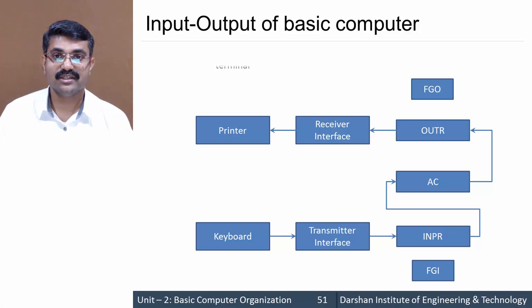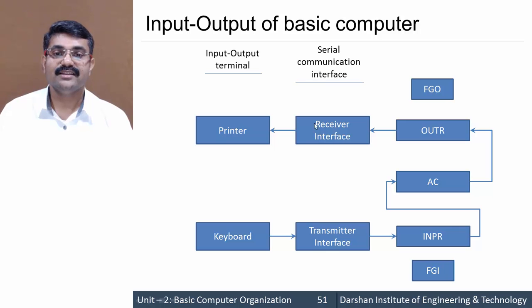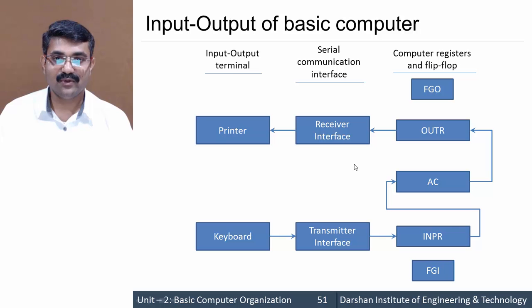So let's see how it works. We have divided this block diagram into three parts. This is the input-output terminal, then this is the serial communication interface, because we know that the input-output device communicates with the processor by means of some serial communication interface, and the third part is the computer registers and flip-flops. So let's see how it works.